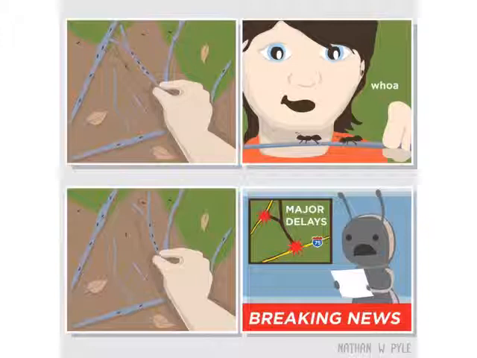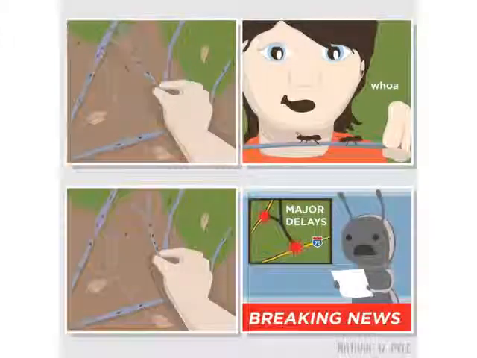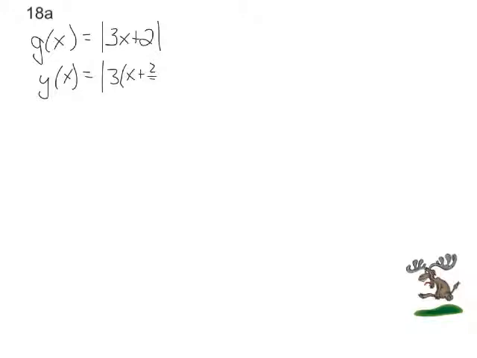Okay, let's move on to problem number 18, which is about sketching graphs of functions. Okay, we are asked to sketch the graph g of x equals the absolute value of 3x plus 2. And the first thing I want to do is change this into standard transformation form. So what I can do is, if I factor a 3 out, I get x plus 2/3.